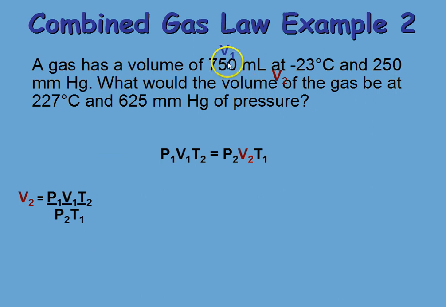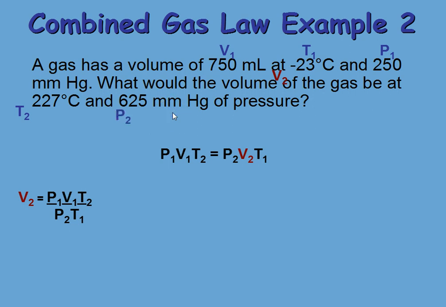If I read across, I would see that the first volume I get to is 750 mL, so I'm going to assign that V1, and everything else that's associated with this volume would be 1's as well. So negative 23 degrees Celsius would be my T1, and 250 millimeters of mercury would be my P1. So that gives me a volume, a temperature, and pressure at one point. I'm solving for the second volume, so anything associated with that second volume would be 2's as well. So this 227 degrees Celsius would be my T2, and the 625 millimeters of mercury would be my P2.